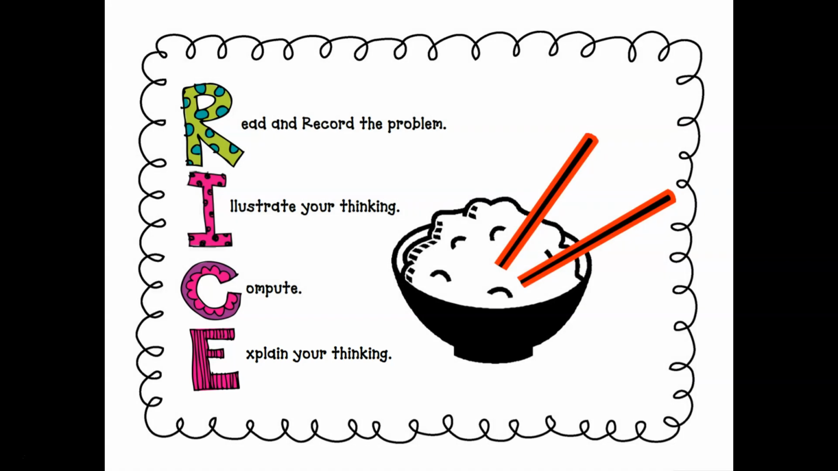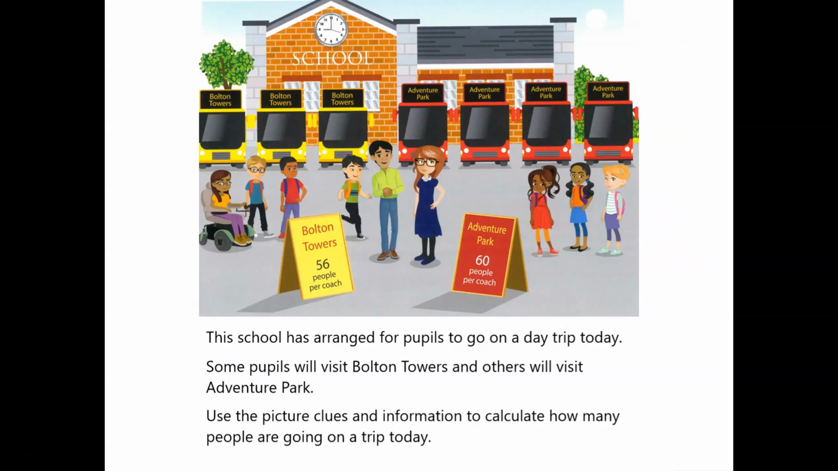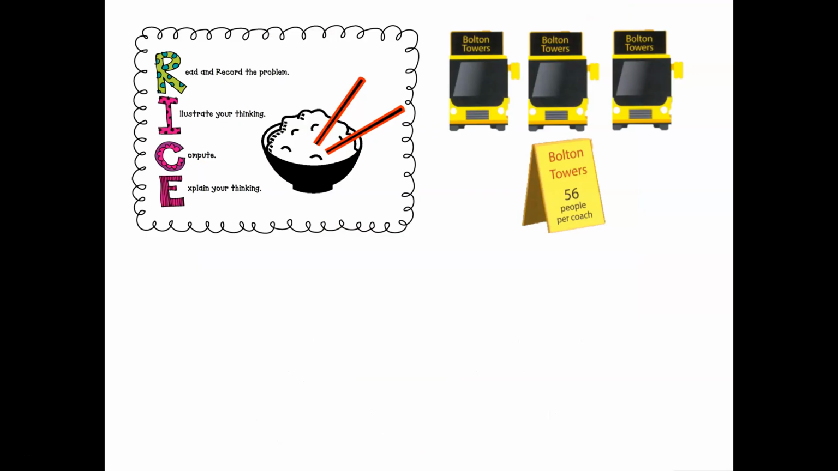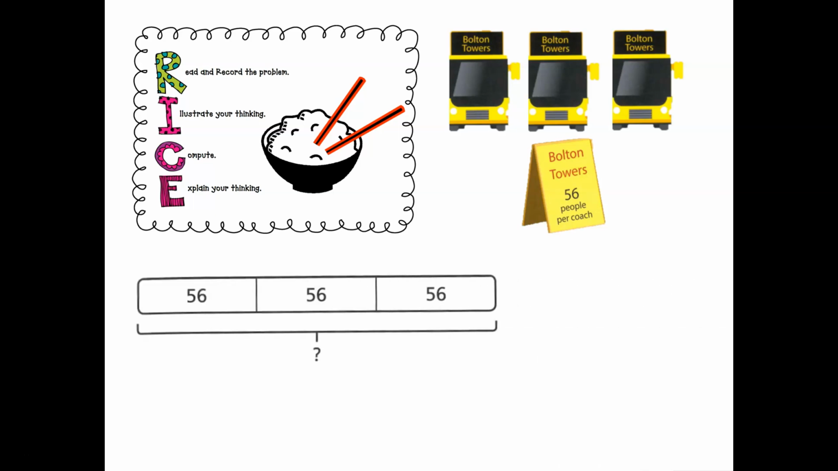Let's go back to our problem. Well, we're going to read the problem again and try and work out what's the important information. Where are the clues? Well, we know some pupils will visit Bolton Towers and others will go to the Adventure Park. And there, in our picture, we have extra clues. Let's apply RICE. 3 buses going to Bolton Towers and 56 people go on each of the buses. So that's me reading the question and understanding the information. Now, can I illustrate that? The bar model here shows us 56 3 times.